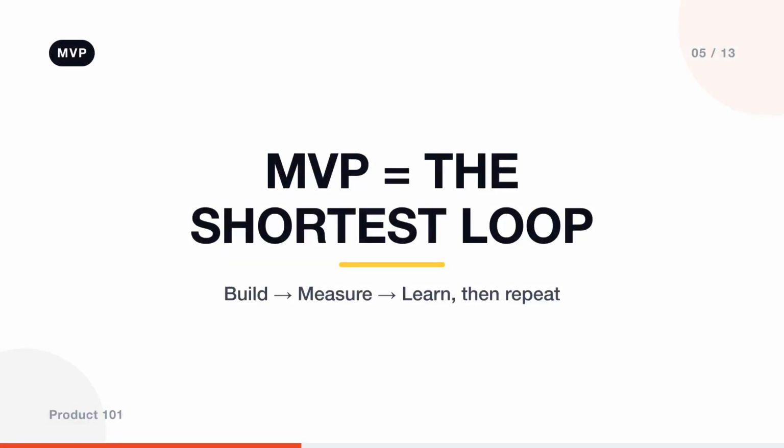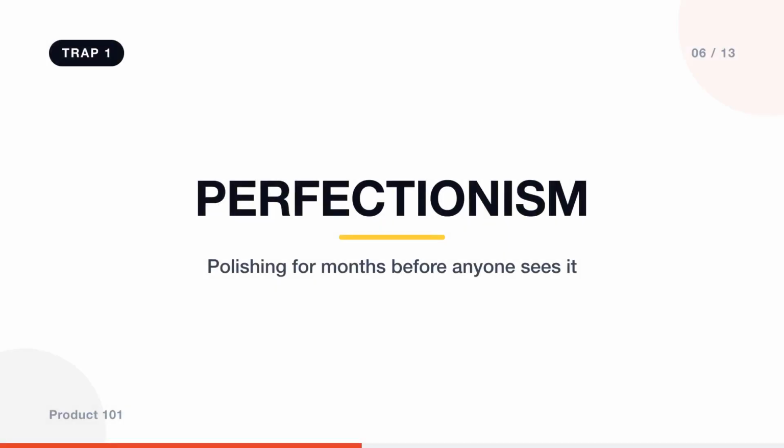Think of your MVP not as a product, but as an experiment. Build it. Put it in front of real users. Measure and learn. The faster you can spin this loop, the sooner you find the right product. Speed is everything here. Now, 3 traps.